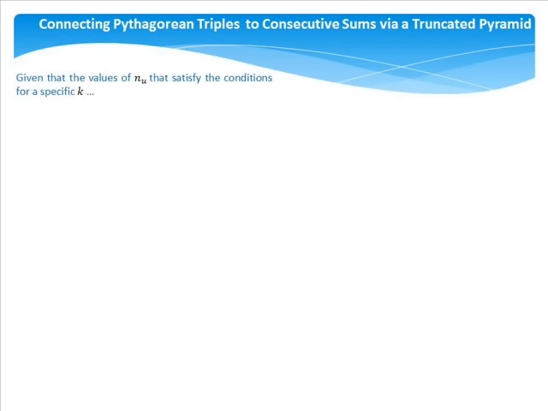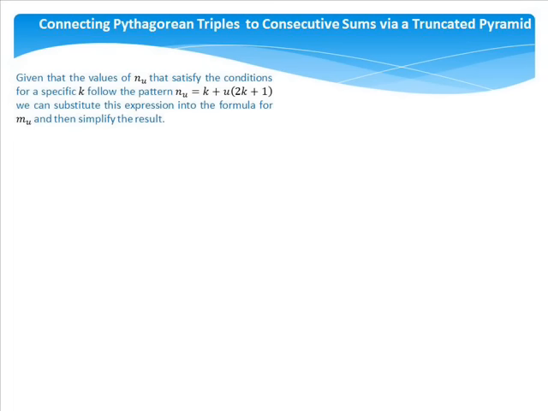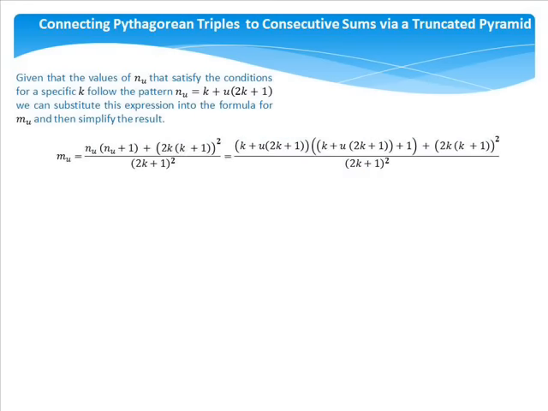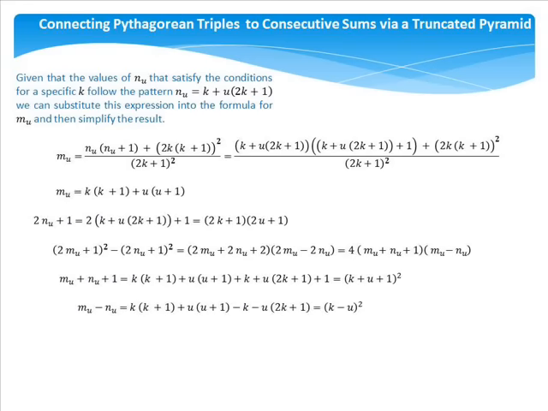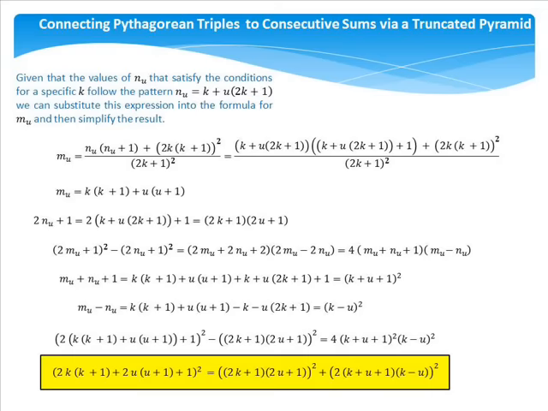Given that the values of n sub u that satisfy the conditions for a specific k follow the pattern n sub u equals k plus u times 2k plus 1, we can substitute this expression into the formula for m sub u and then simplify the result. Thus, we arrive at a simplified alternative formula for Pythagorean triples.